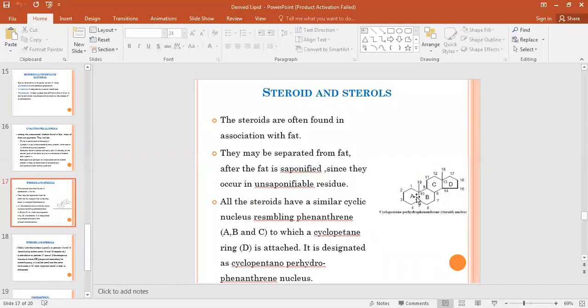These three rings A, B, C are collectively known as phenanthrene, while D is known as cyclopentane. When the cyclopentane is attached to the phenanthrene, they form a structure known as the cyclopentano perhydrophenanthrene nucleus. This nucleus is the characteristic of the steroid. In every steroid, this nucleus is present.